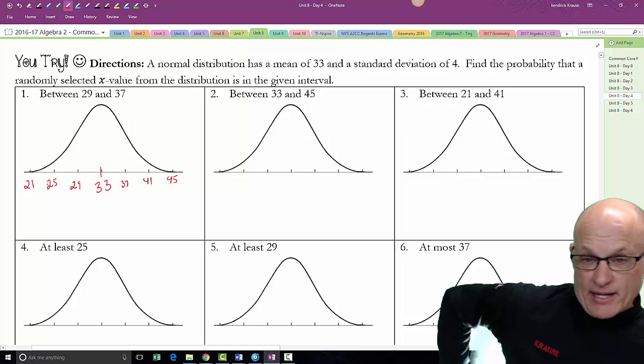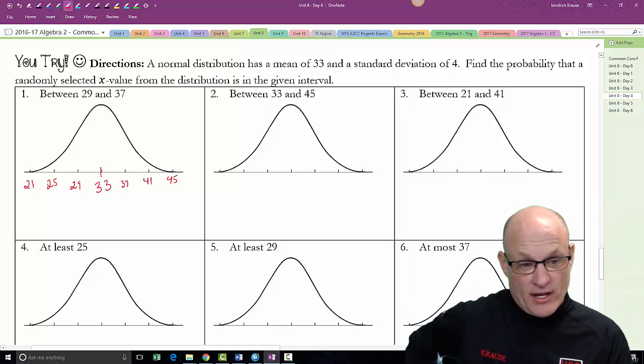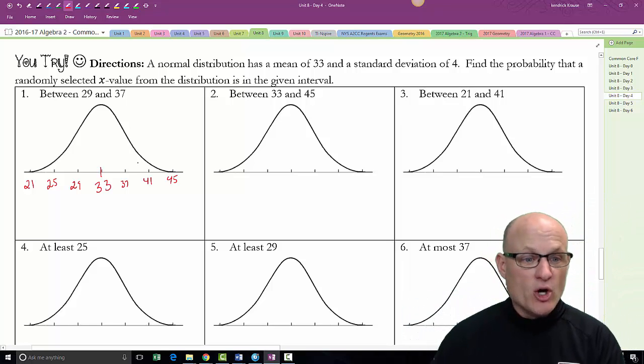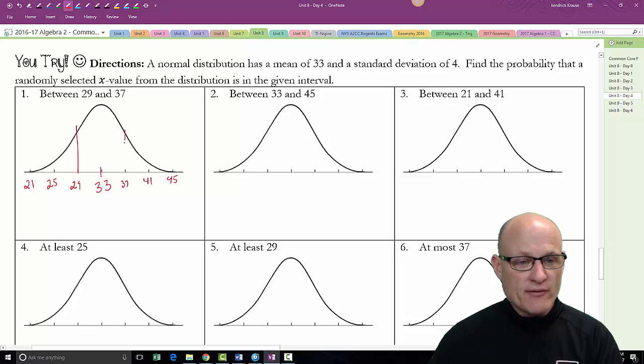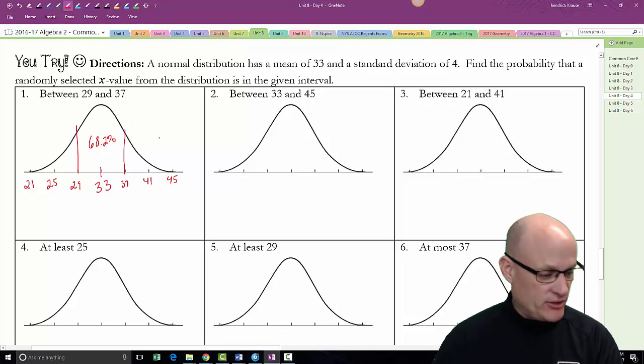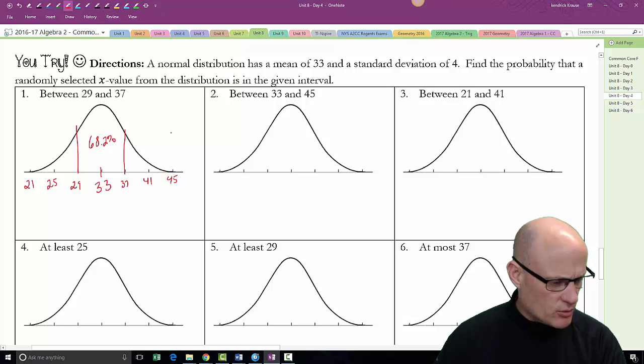So I'm going to do one, and I'm hoping you pause the video and try the rest of these on your own. I want to know between 29 and 37. That's plus or minus 1 standard deviation. So if I added all those up, that would be 68.2%. That's kind of an easy one. Let me get a weird one.